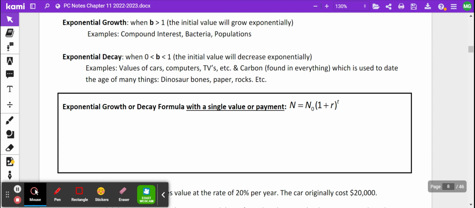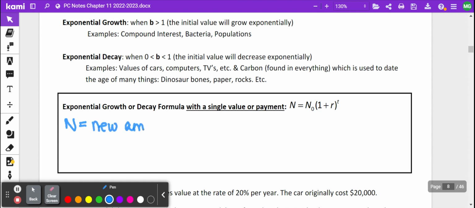These are lots of different examples of when we would use growth and decay equations, formulas. The first example we're going to talk about is when we have a single payment or a single value, and we're looking to figure out how much something is going to be worth or how much is going to be there in a certain amount of time. So we need to know what our variables are. N represents the new amount. N sub 0 represents the initial amount, in other words, the amount that you started with.